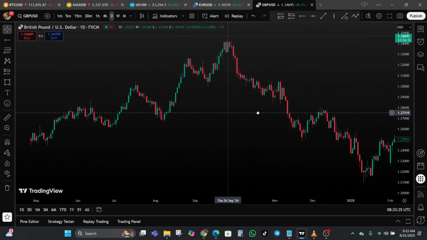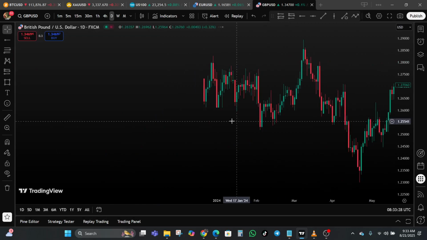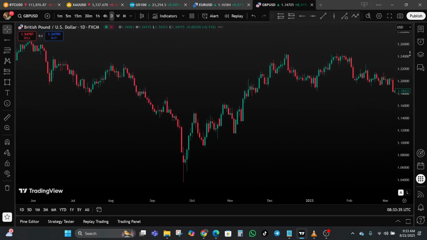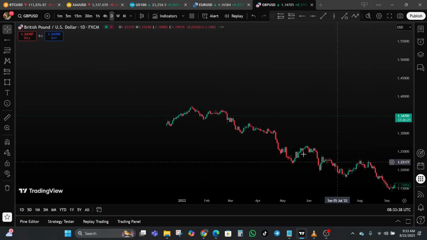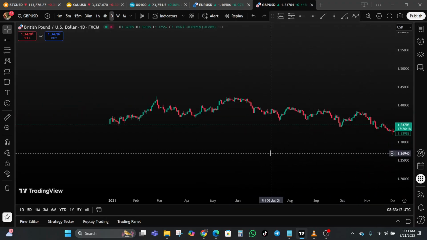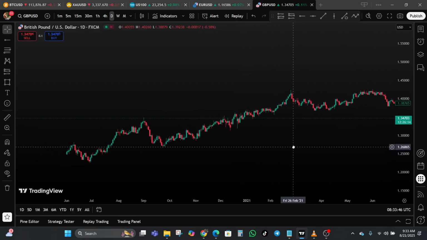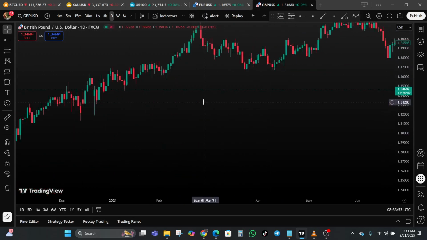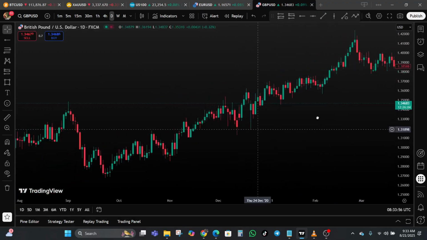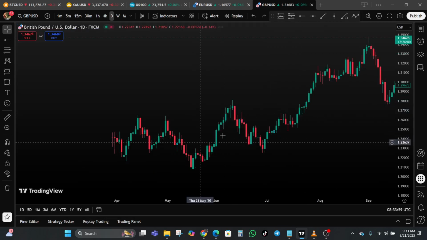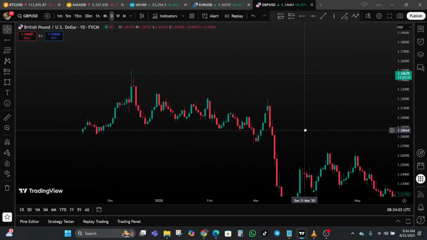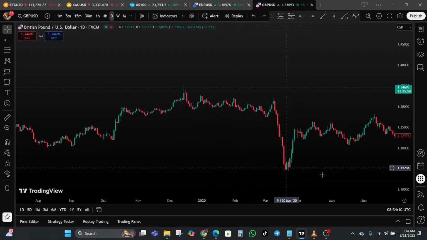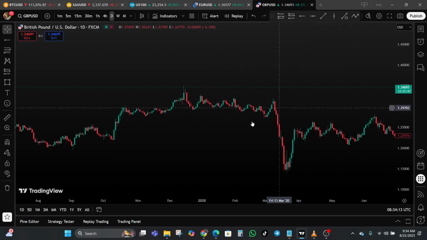Okay, let's just see if we can also get another one. So what you're looking for is a candle with a long wick above, rejecting a particular zone, and sending price downward, or one with a long wick below, rejecting a particular zone and sending price upward.